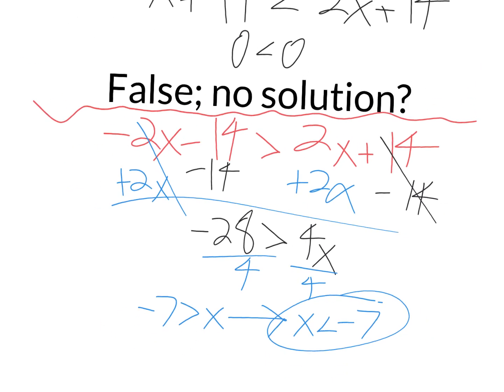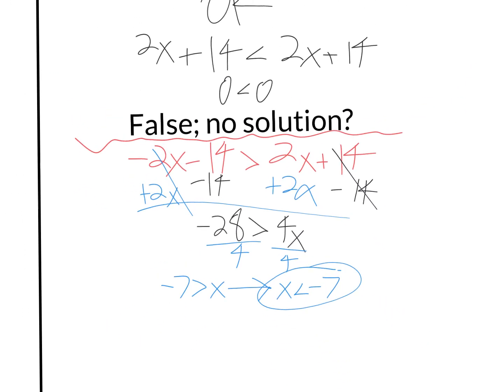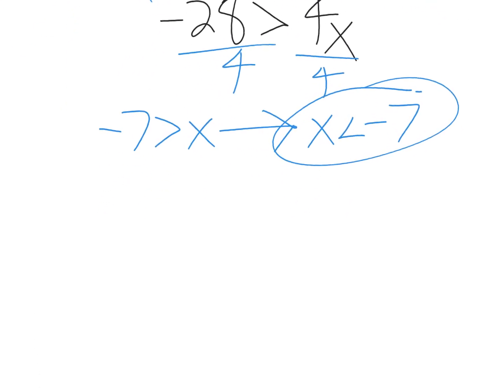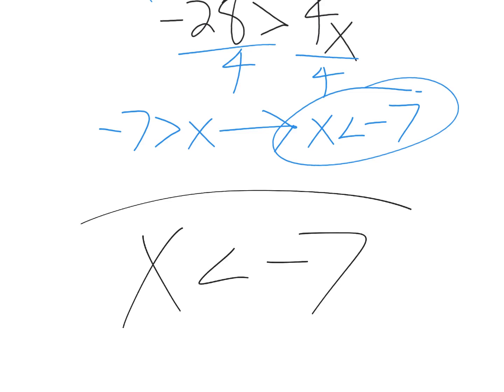So if you have an answer, again, and one of them is no solution and you have an OR problem, then the answer is the other solution. When given the choice, if only one of them has to be true, because it's an OR problem, and the answer is x is less than negative 7 or no solution, well then the only thing that makes sense to say is x is less than negative 7 for your final answer.